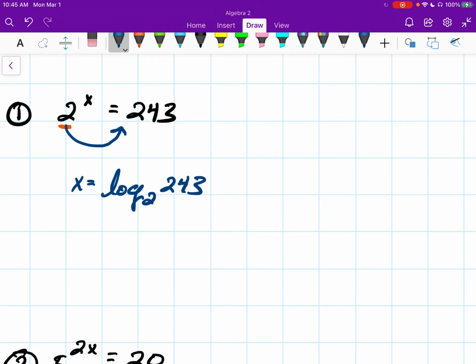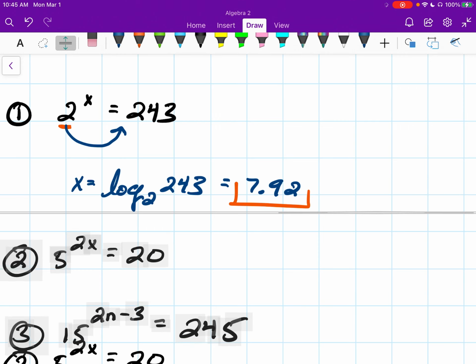Now I can just type that into my graphing calculator. I'm going to have the log base 2 of 243, and I get 7.9. So we'll say 7.92, and there's our answer.